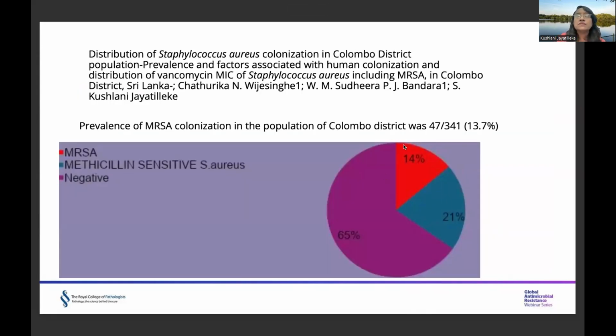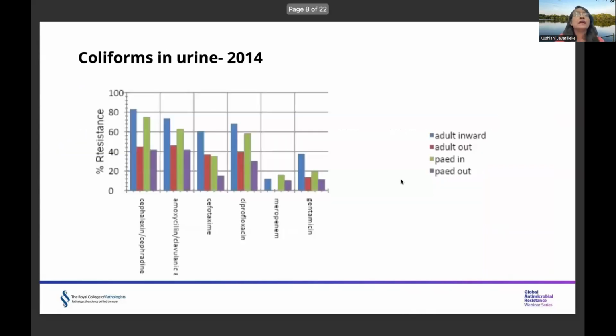And this is a community-based prevalence study which was done in Colombo district, the district where we have the capital city, and 14% of our population is colonized with MRSA. And in 2014, we had a look at the urine isolates, coliforms from urine cultures from different hospitals, a multi-center study. And we analyzed the inpatient and the outpatient setting data separately.